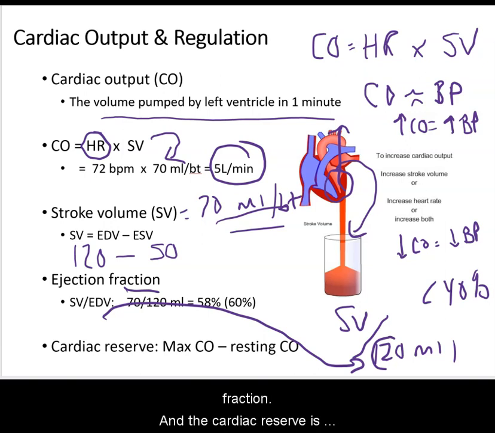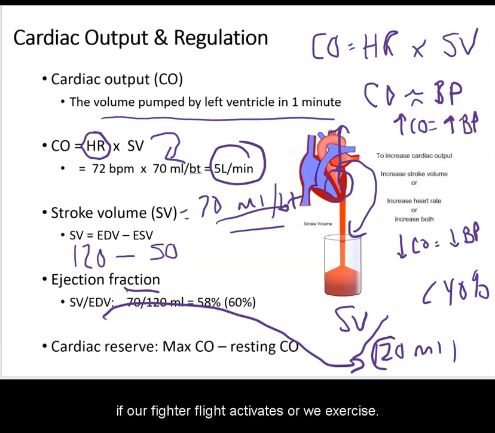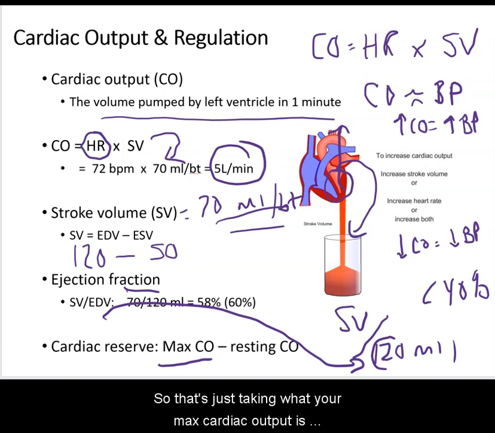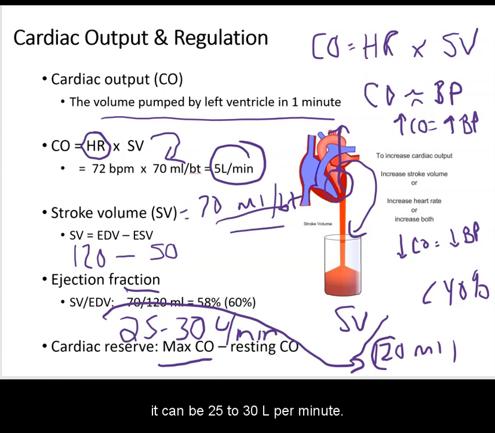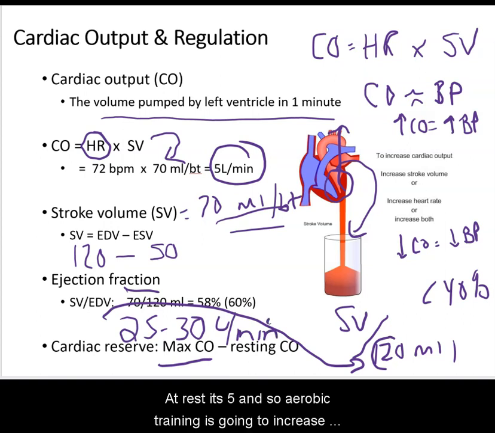And the cardiac reserve is just our reserve. Remember, these numbers I gave you were at rest. So we always have a reserve. Sometimes we need to get more blood out of our heart if our fight or flight activates or we exercise. So that's just taking what your max cardiac output is and subtracting your resting. So what's a max cardiac output? Really highly trained athletes, it can be 25 to 30 liters per minute, right? At rest, it's 5. And so aerobic training is going to increase that as well.